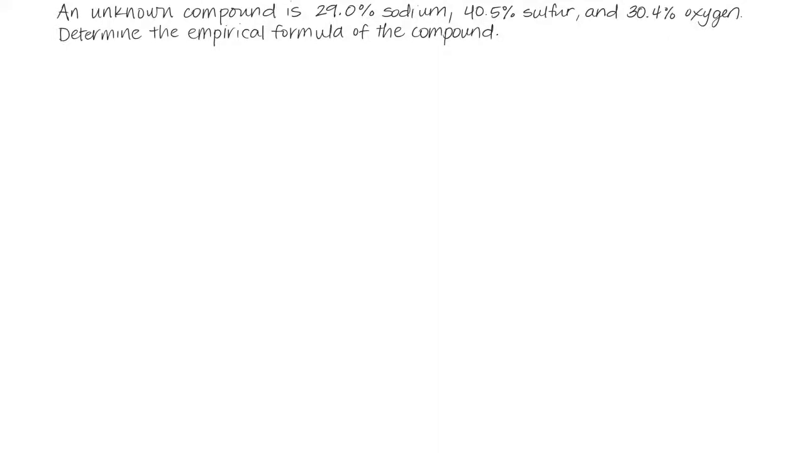If we're given the mass percent data for an unknown compound, we can determine the empirical formula. If we assume we have 100 grams of the unknown compound, we can easily convert our percentages into mass. Our compound is composed of 29% sodium, and so therefore we have 29 grams of sodium in our 100 gram sample.